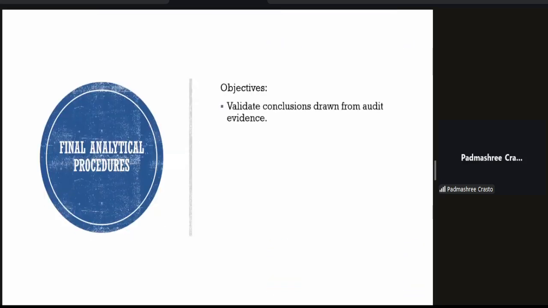So what do I do in final analytical? I validate the conclusions that I have drawn from the audit evidence right from the beginning to the end. If I do not get that appropriate conclusion, then that is when I have a problem, right? Identify any overlooked or contradictory trends. If there are any overlooked trends, how can we match it and how can we look at it? Do we need to do further investigation into it?